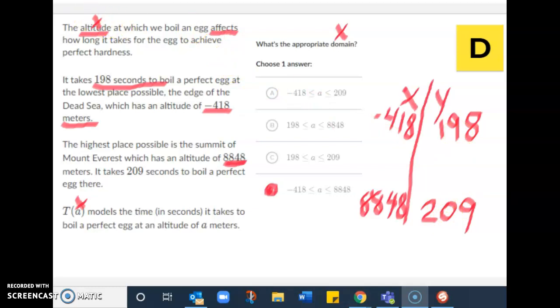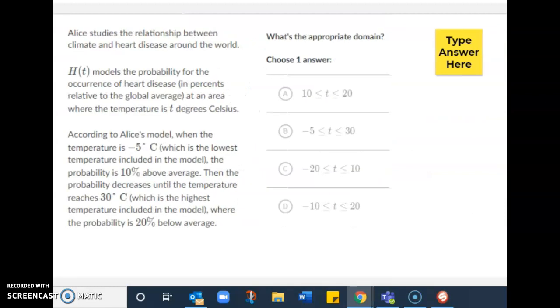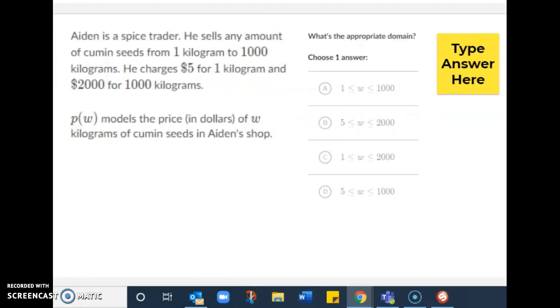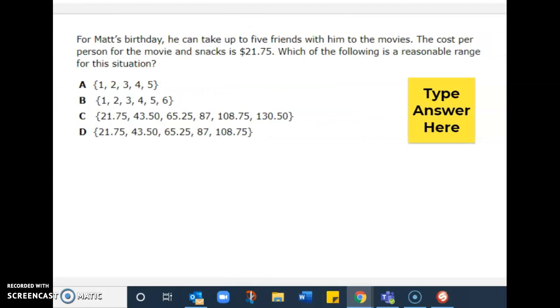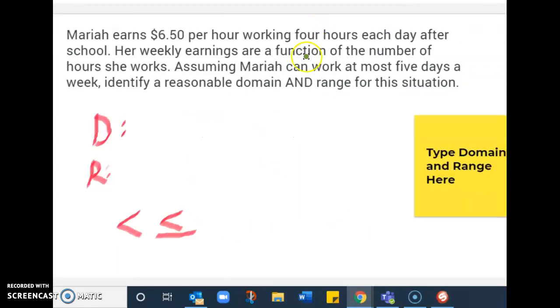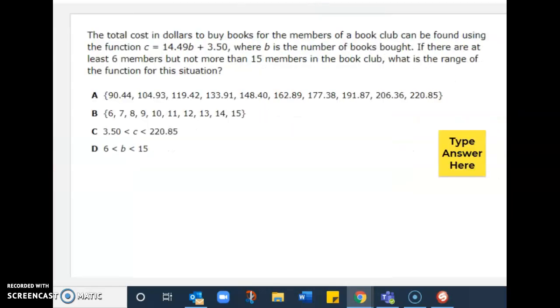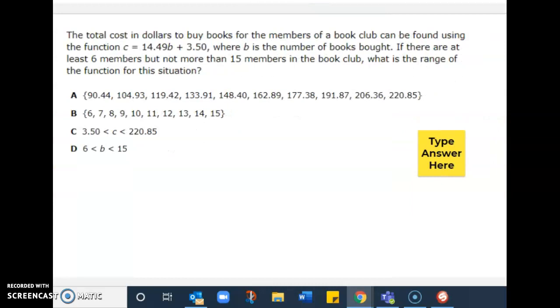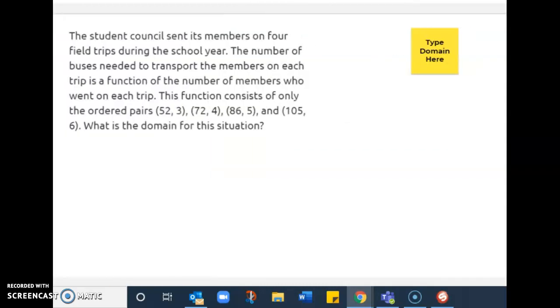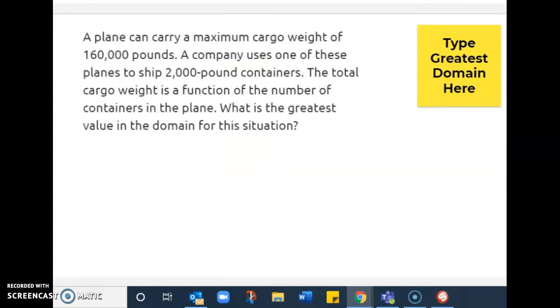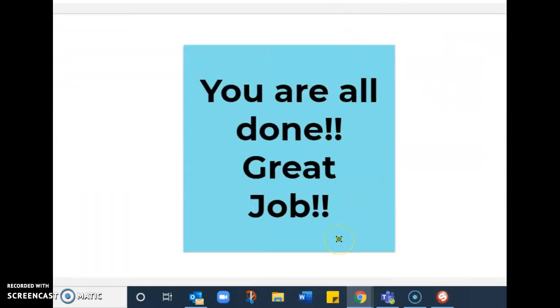You are responsible for completing slides number 3, 4, 5, 6. 7 needs to be written out. So you have to organize your information and see how you need to be counting your domain and how you need to be counting your range. Number 8, number 9, and slide number 10. 11, you are done. Submit your work.